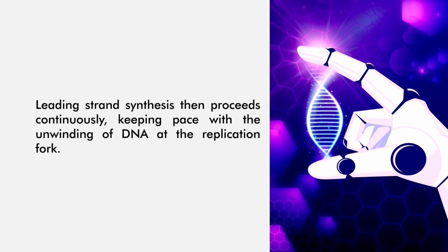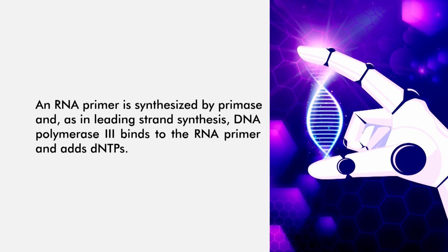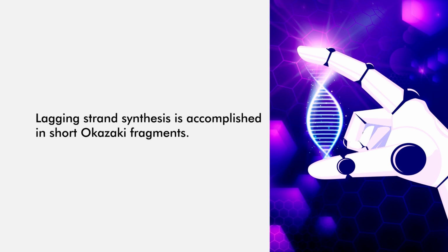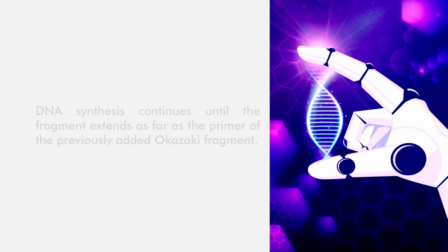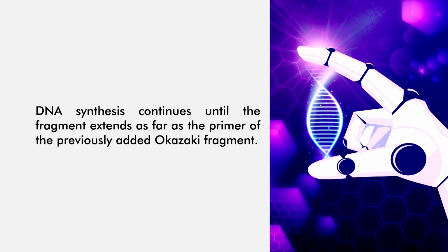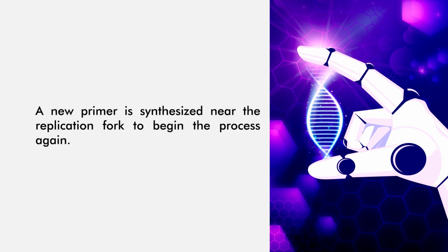Leading strand synthesis then proceeds continuously, keeping pace with the unwinding of the DNA at the replication fork. For the lagging strand, an RNA primer is synthesized by the primase, and as in leading strand synthesis, DNA polymerase III binds to the RNA primer and adds deoxynucleotide triphosphate. Lagging strand synthesis is accomplished in short Okazaki fragments. DNA synthesis continues until the fragment extends as far as the primer of the previously added Okazaki fragment. The new primer is synthesized near the replication fork to begin the process again.